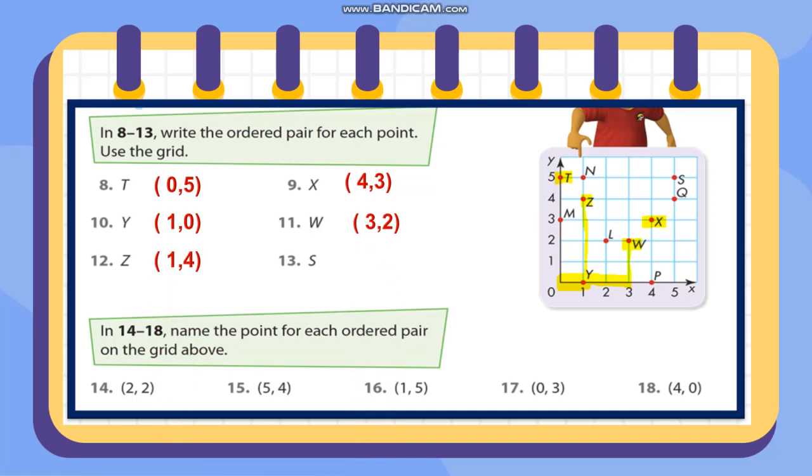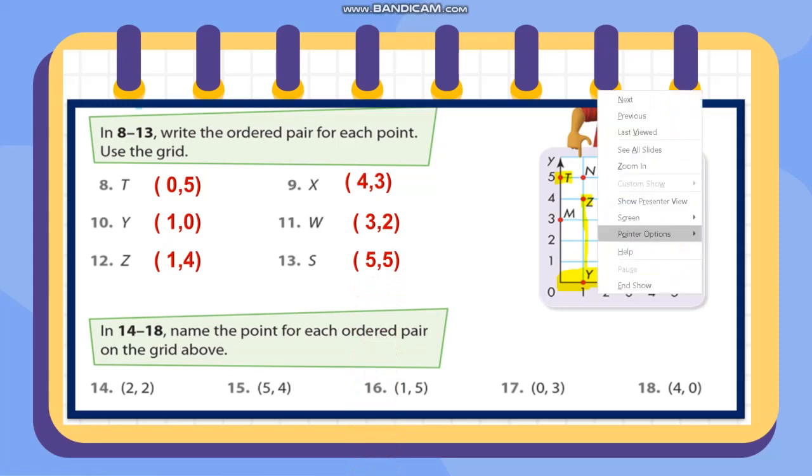And letter S, from the point of origin, always start with the x coordinate. So S is there. So 1, 2, 3, 4, 5, then going up 1, 2, 3, 4, 5. So 5 and 5. Now, let's name the point for each ordered pair on the grid above.